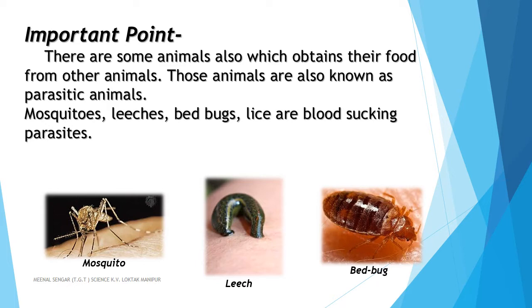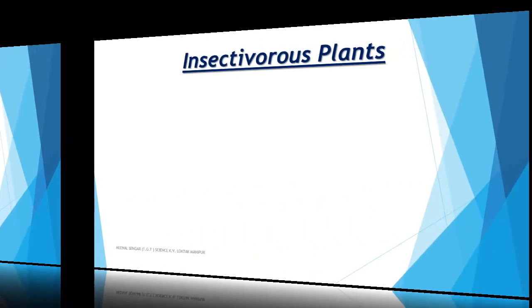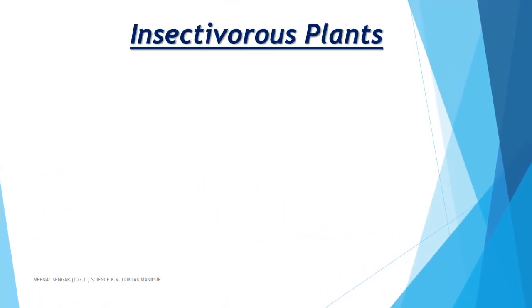We have now studied parasitic plants, that means plants which live on other host plants and depend their life on them, and the animals which depend on other animals for food and shelter are known as parasitic animals. Like parasitic animals, the important category of plant is the insectivorous plant. That means the plant which eats insects.